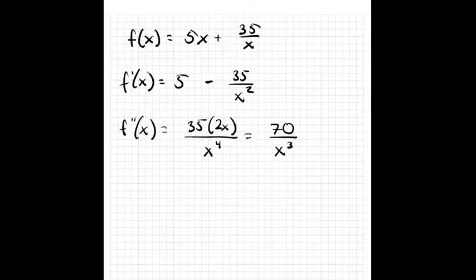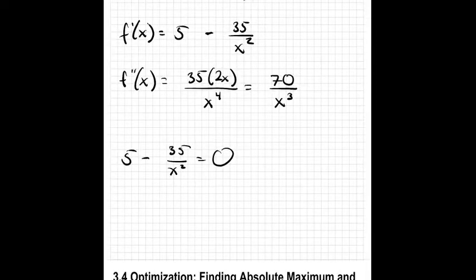We got 5 minus 35 over x squared equals 0. So then x squared should equal what? 7. So then x would be plus or minus the square root of 7.